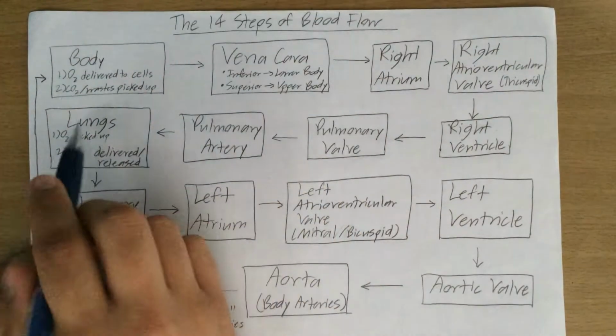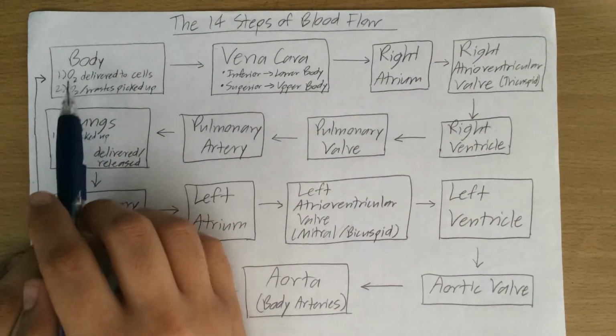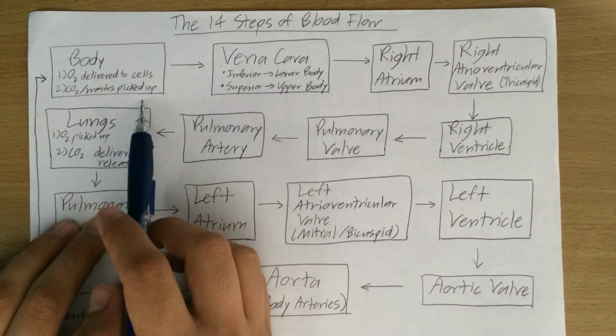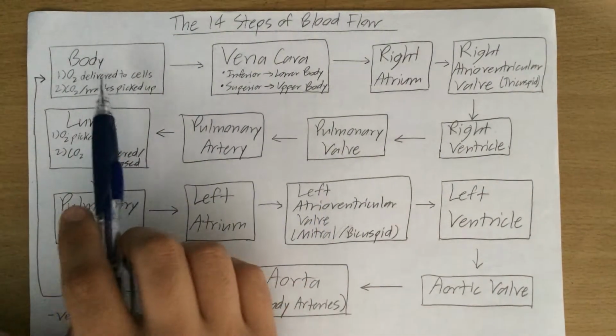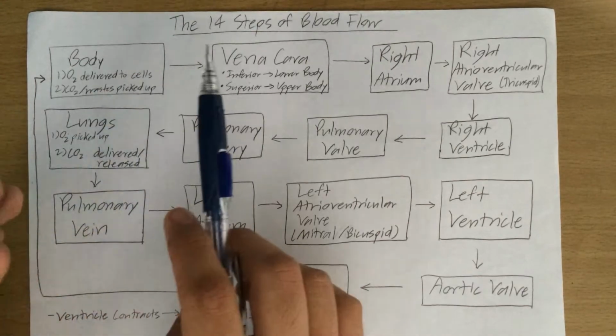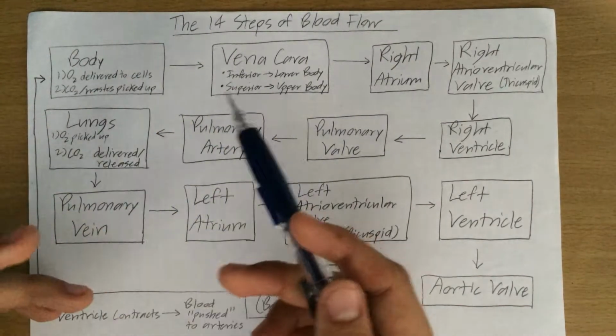And within the body, you have oxygen, O2, that is delivered to cells. And in addition, you have CO2 and other wastes that are picked up from the cells, right? Because the cells want oxygen, they need oxygen in order to survive, but the cells don't want CO2 or other wasteful products to be inside them, because then cells can experience negative effects and they can eventually die, okay?